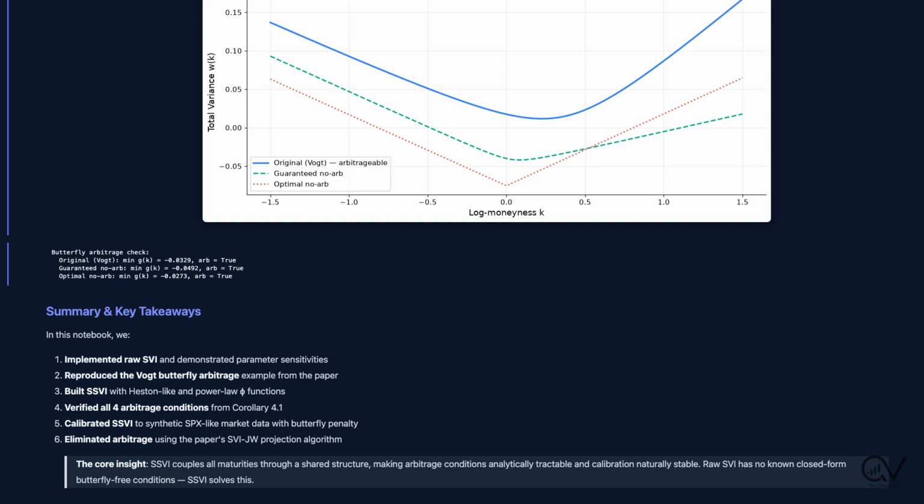Finally, the arbitrage elimination algorithm projected the Vogt smile onto the feasible no arbitrage space, finding the closest smile that guarantees G of K to be non-negative everywhere. The core insight of the paper is that the right parameterization makes everything tractable. Raw SVI's 5 parameters resist arbitrage analysis. SSVI's 3 global parameters plus the ATM variance curve yield closed-form conditions that practitioners can check in milliseconds during calibration.